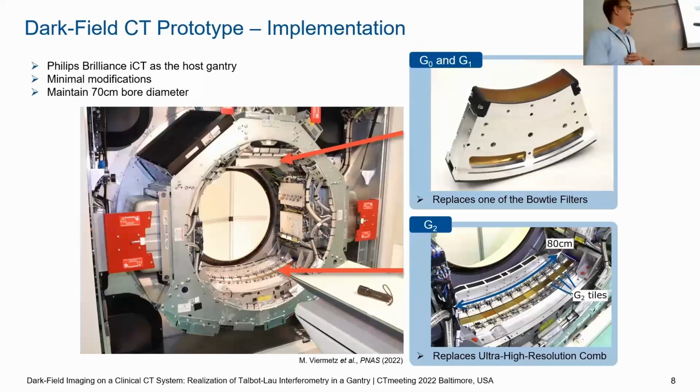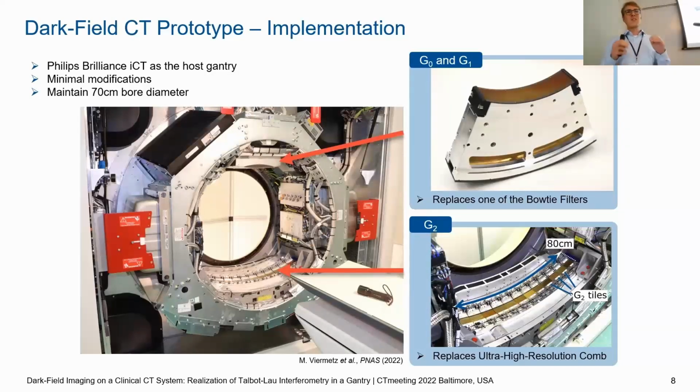And on the other side of the gantry, we had to change a bit more. So we removed this ultra high resolution comb, which usually sits there. It's an optional component anyway, and we don't need it for chest CT. And then implemented this large analyzer grating in front of the anti-scatter grid of the detector. So we keep this also in place.